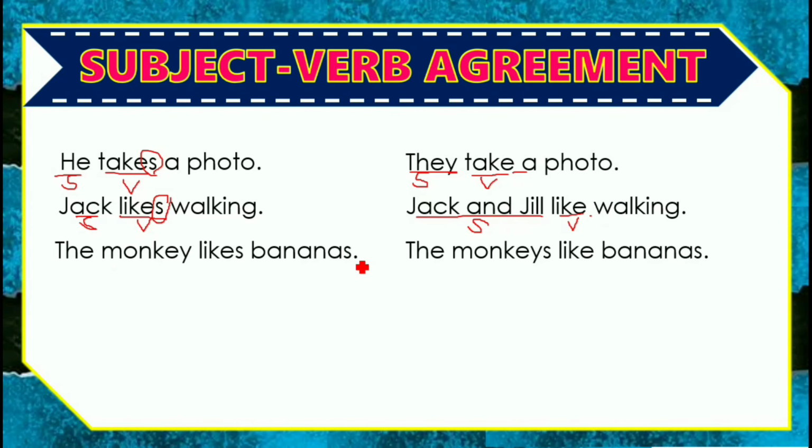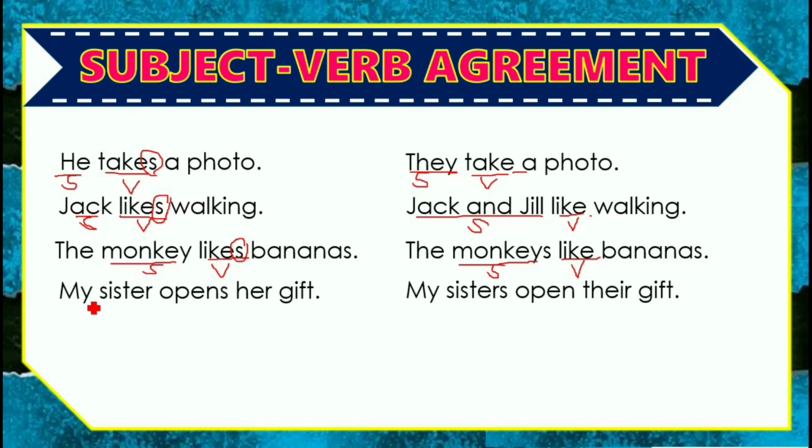The monkey likes bananas. So monkey is our subject, singular. Likes is the verb with an s. The monkeys like bananas. Monkeys is our subject, which is plural, and our verb is like without an s. My sister opens her gift. So my sister is our subject, and opens is our verb with an s. My sisters open their gift. So sisters is plural. That's why our verb has no s.